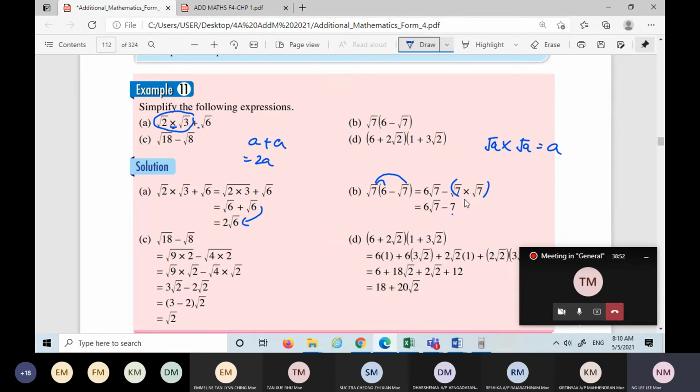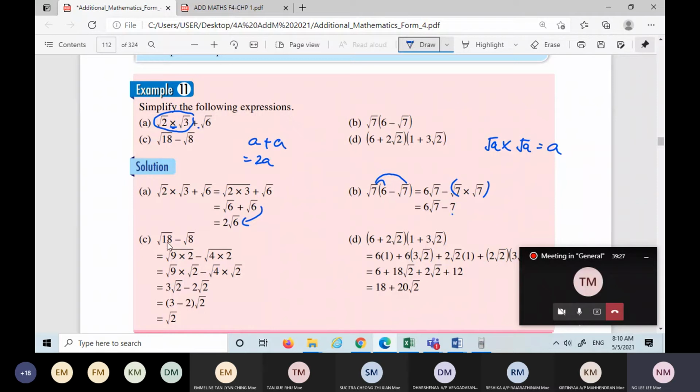Okay, look at C. How to do this? Square root of 18 minus square root of 8. By looking at this, nothing can be done. So what you have to do is simplify it first, like just now. Take out the perfect square. Write in the form of A square root of B, where A is the largest value. Same like the previous exercise.